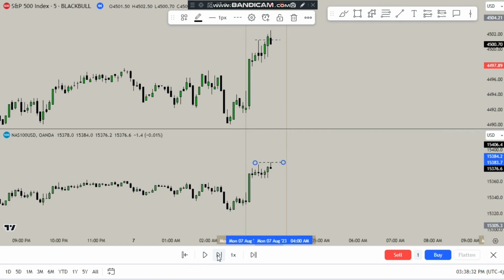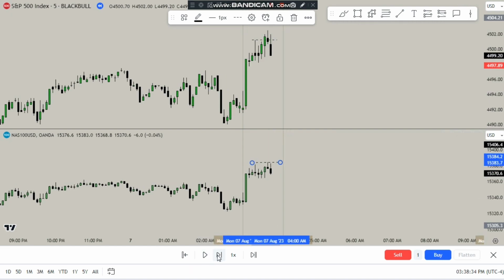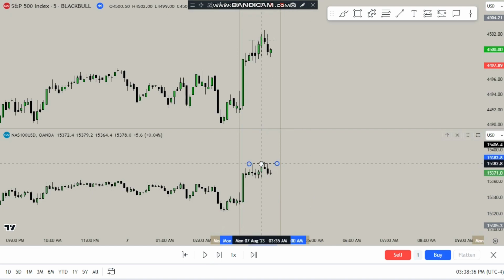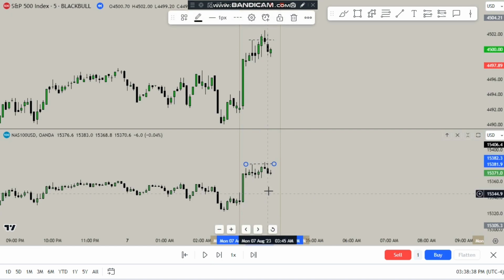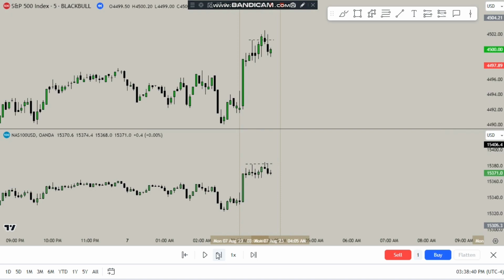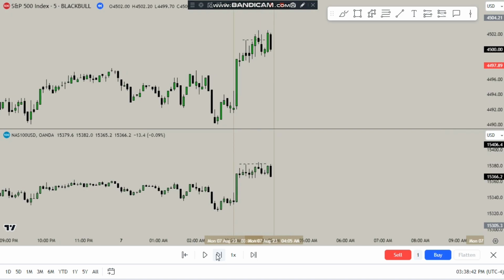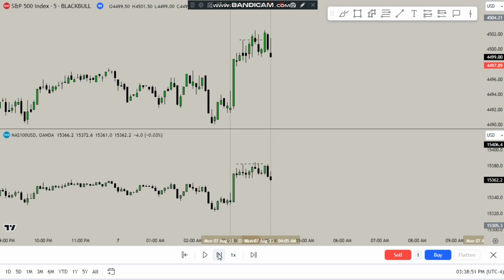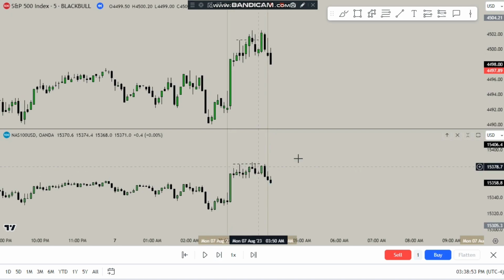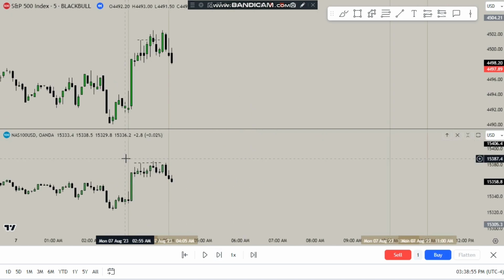Let's see. Now both swept it, so still there is no divergence. Okay, again what happened, this candle went above it, so now if I get a fair value gap on the 5-minute, I will short it. So no fair value gap, no trade on this day, 7th August 3 to 4 am. Okay, I will forward it again.